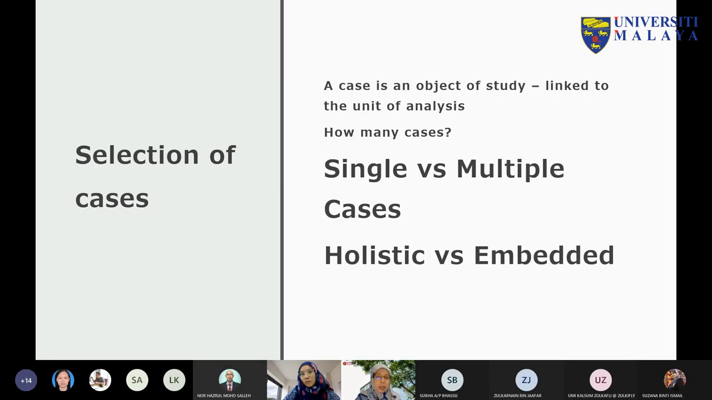So what is the difference between holistic and embedded? Holistic is if the thing that you investigate only covers one element or one component, that means you go by a single unit of analysis, so you adopt a holistic case study design. If you have more than one unit of analysis, there are a few components, processes with people, processes with structure, so you have multiple units of analysis, the design will fall under embedded. So usually you have single embedded, for example, or multiple embedded case study design.